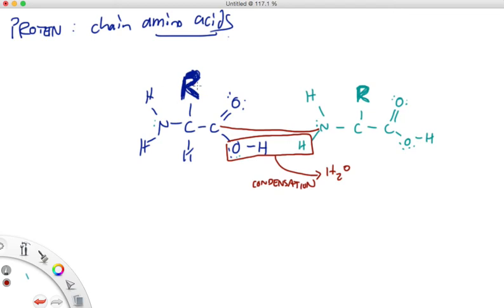Those side groups interact with each other, as we'll learn later, to make really complicated structures for these proteins, which makes them do all sorts of cool things in your body.